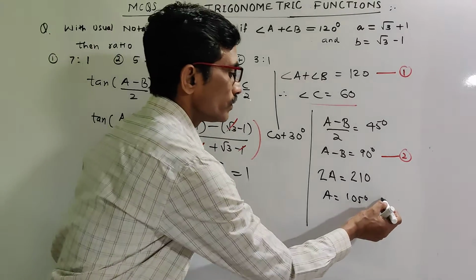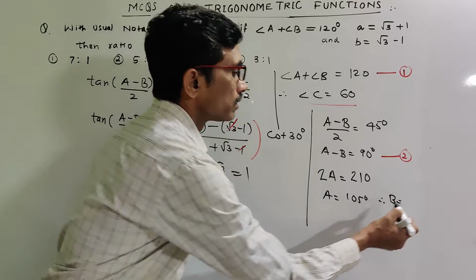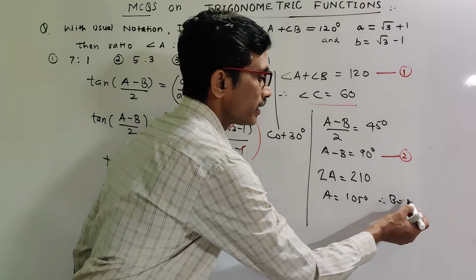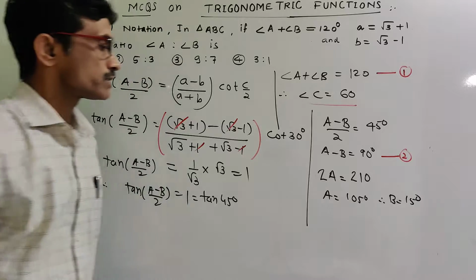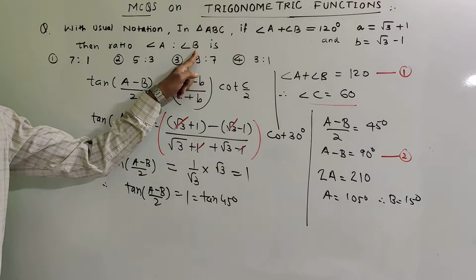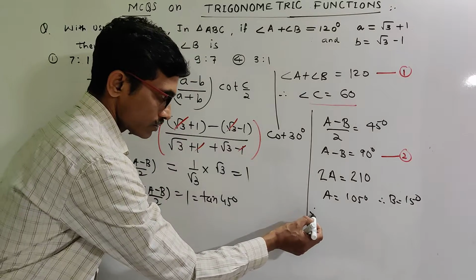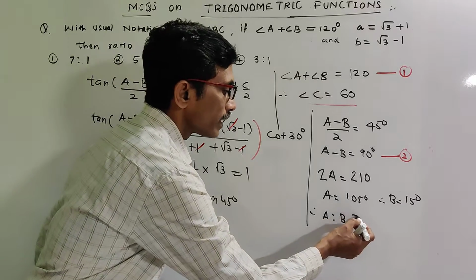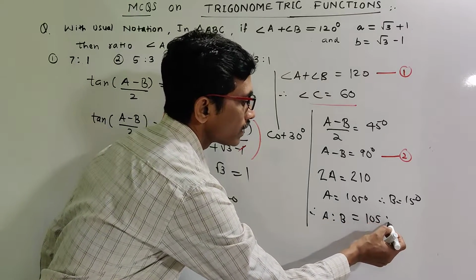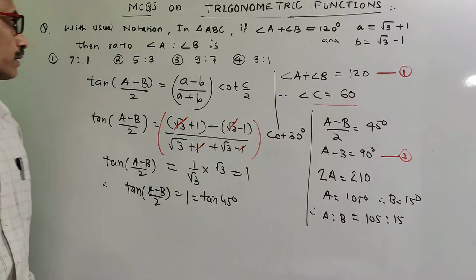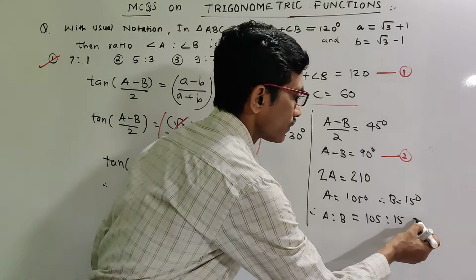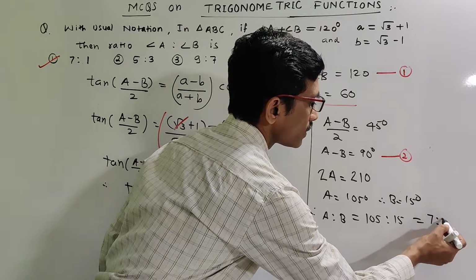So B will be equal to, see, as A plus B is 120, B must be equal to 15 degrees, and as we require the ratio A is to B, the ratio A is to B is equal to 105 is to 15. And clearly you will be getting 7 is to 1. So that will be 7 is to 1.